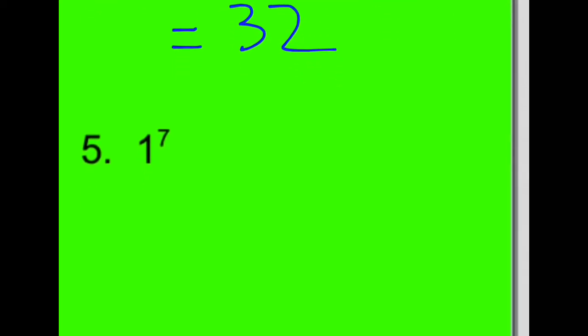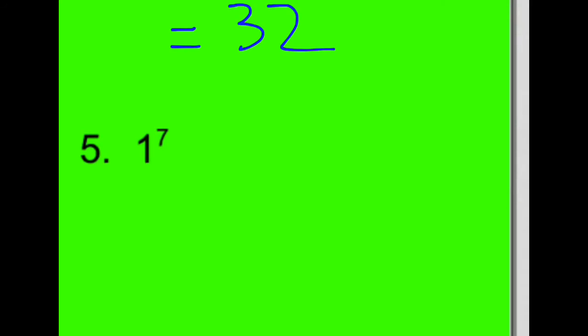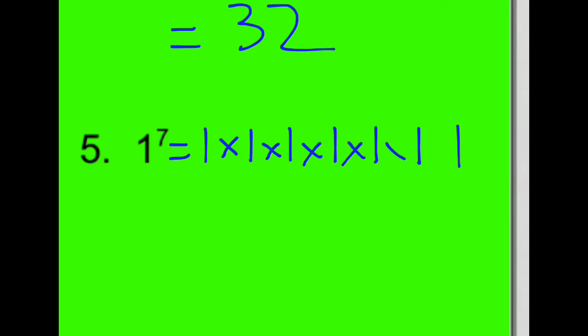Now the last one, 1 to the power of 7. This means take a 1 and write it down 7 times. Multiply those 7 1's together. And when you multiply 1 times 1 times 1 times 1 times 1 times 1 times 1, you get the standard form of 1. In fact, 1 to the power of anything is always going to be 1.